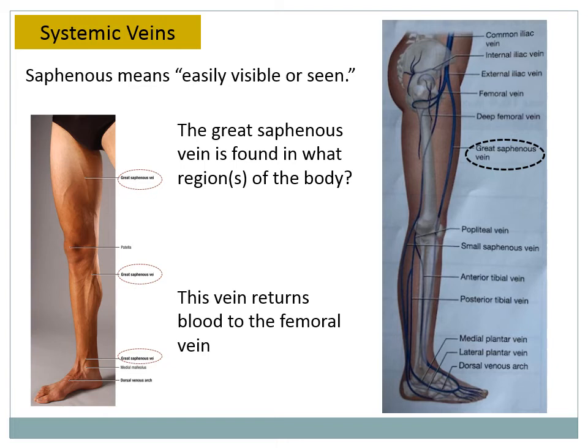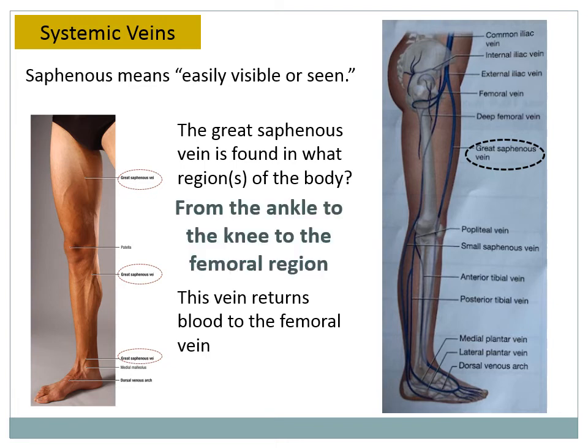Looking at your great saphenous vein, what regions of the body contain that great saphenous vein? If you look over at the picture to the left, you see that it's in the femoral region, and it goes all the way through. It's going to go down into your, looks to be the tibial region of your body, all the way down to your ankle. So it stretches from the ankle to the knee to the femoral region. It's a very long vein.